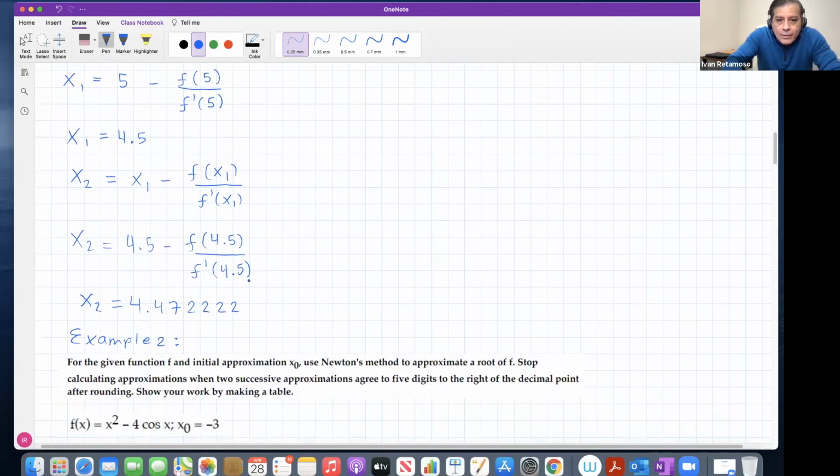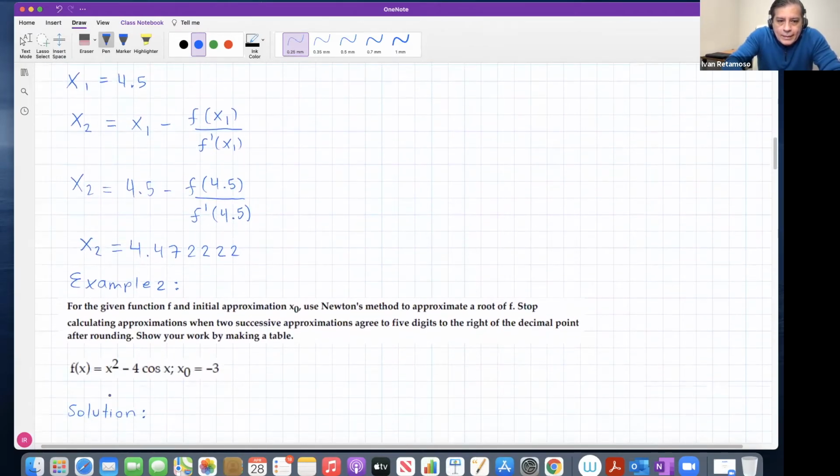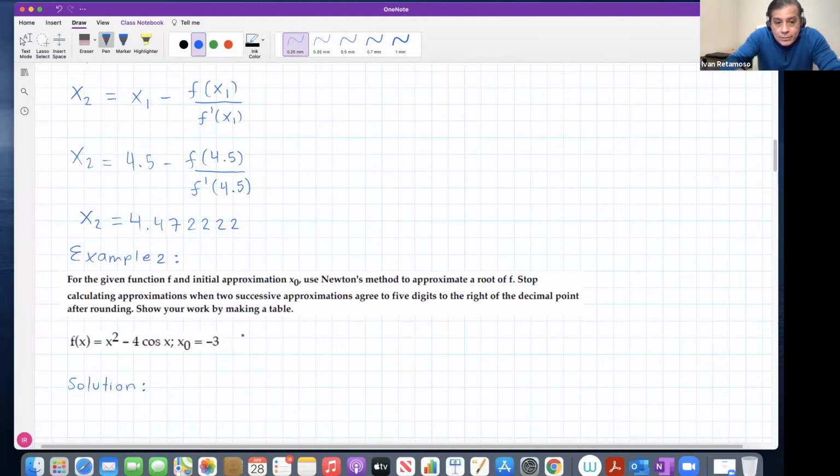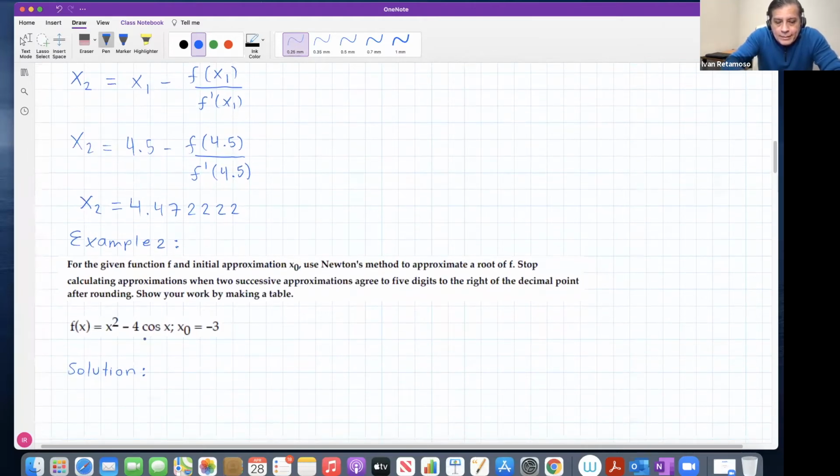Now, on example 2, let's take a complicated equation: x squared minus 4 cosine of x. There is no quadratic formula here, no explicit formula to solve this equation f of x equals 0. However, Newton's method will give us an algorithm to approximate one solution for this equation f of x equals 0. One zero, one root of f of x can be found.